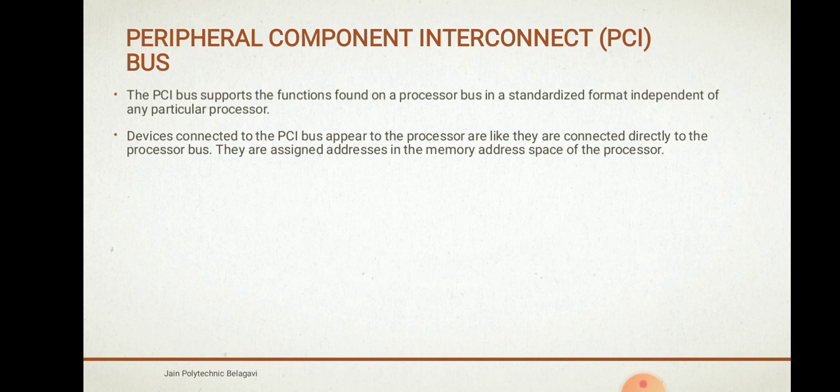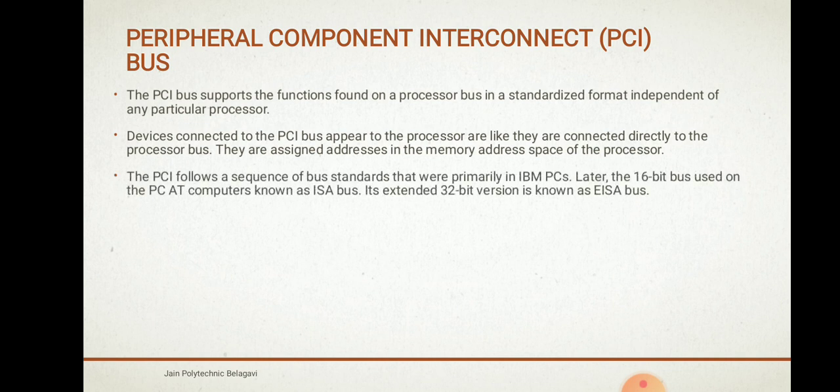The devices which are connected to the PCI bus appear to the processor as if they are connected directly to the processor bus. Also, they are assigned addresses in the memory address space of the processor. So whichever devices are connected to a PCI bus appear to the processor as if they are connected directly to the processor bus. Also, each of these devices is assigned addresses in the memory address space of the processor.